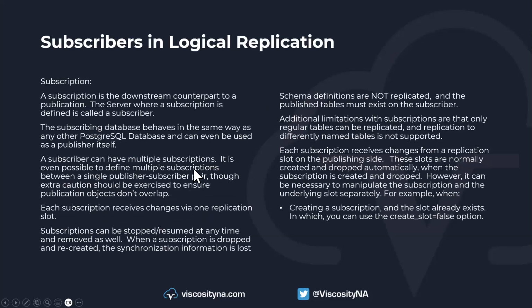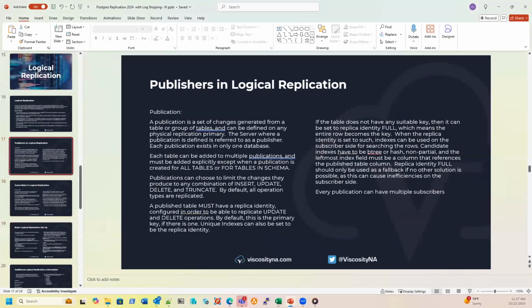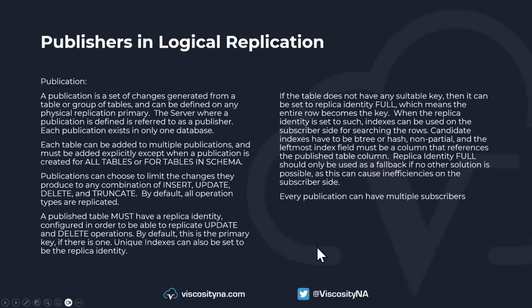Let me go back one real quick. If the table does not have, so this is talking about the primary key or a unique index. Publisher tables must have what's called a replica identity configured in order to be able to replicate update and delete operations. By default, this is normally a primary key. However, unique indexes can also be set to the replica identity.